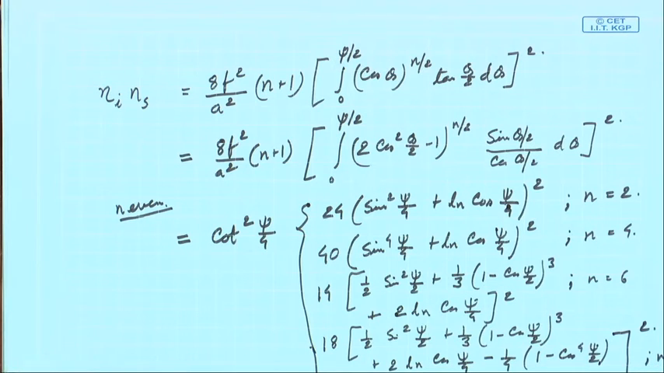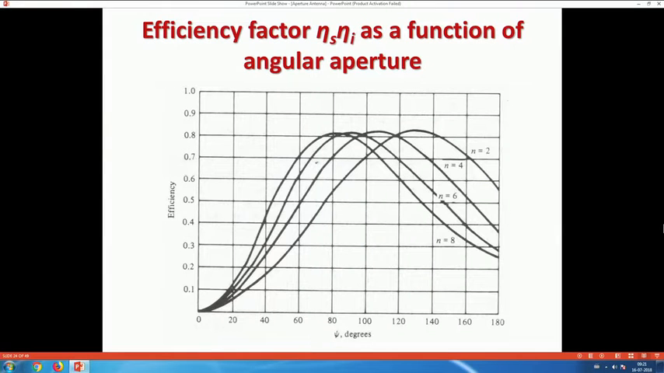So, these curves are available. You can easily plot these curves as a function of psi. So, if you look at the diagram, this shows it as a function of angular aperture. You see that every curve has a maximum. So, for n equal to 2, you are getting a maximum, I can say, at something around 130 degree aperture.